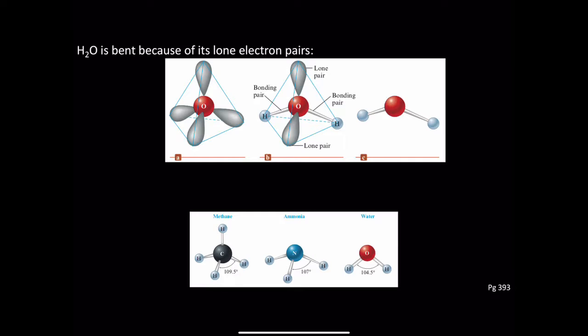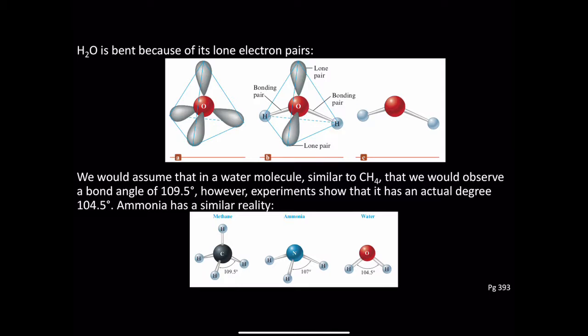Here also are some examples of bond angles. In methane, we get 109.5 degrees. In ammonia, we get 107 degrees. And in water, we get 104.5 degrees between the atoms in our molecule. So we would assume that they would all have 109.5 degree bond angles, but experiments show that the actual angles are different. It's not as spread apart as it is in methane.